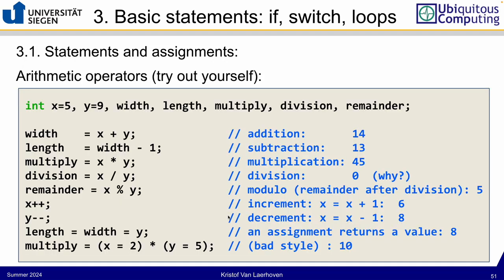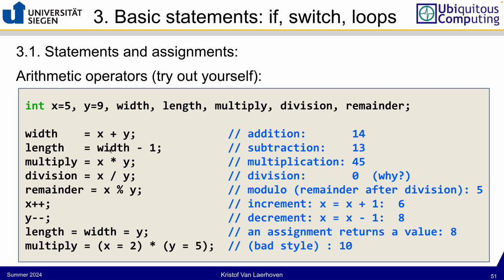Okay, arithmetic operators, I think, are very easy to explain. So if you have loads of variables, which we initialize or not, like on this line over here, then you could, for instance, add two, like x plus y. In this case, x is 5, y is 9. This is being calculated, is being set to 14, and the value of 14 is then being assigned to the variable width.